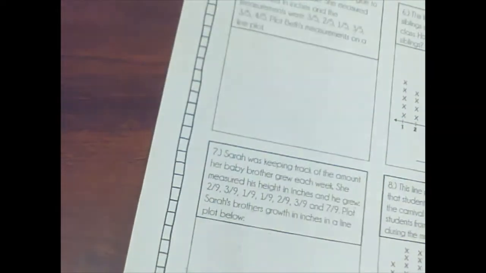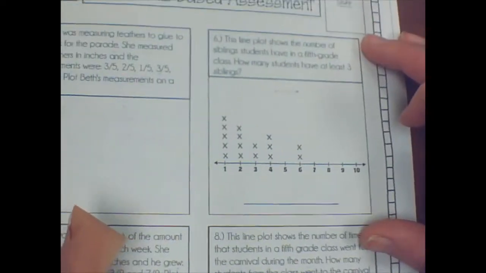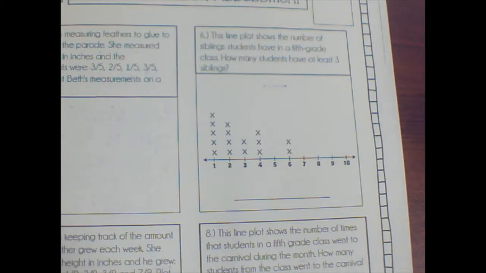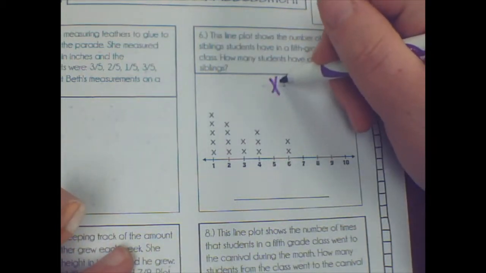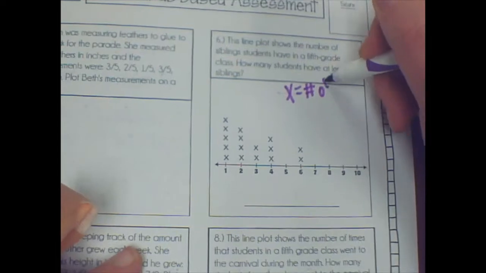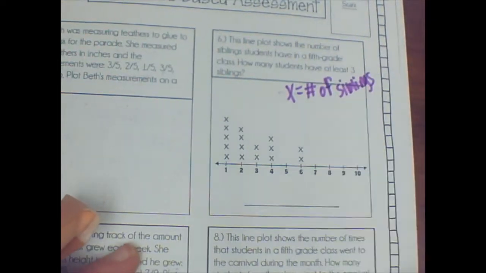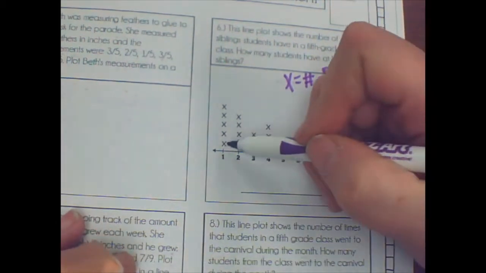All right, let's look at another one. Let's look at number 6. Number 6 says, this line plot shows the number of siblings students have in a 5th grade class. How many students have at least 3 siblings? So X equals the number of siblings. Okay, X is the number of siblings. So how many students have at least 3?